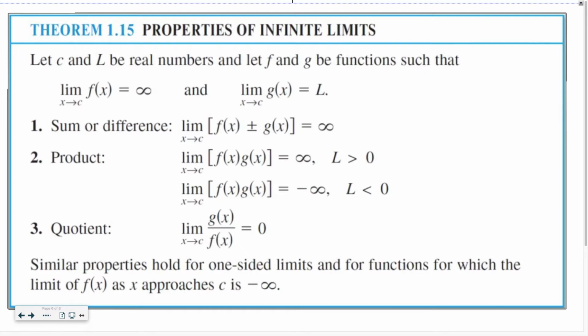Okay, and then if we take our number limit divided by our infinite limit, it goes to 0. Let's talk about that one. Our numerator stays, our denominator gets bigger and bigger and bigger. What's happening to the fraction? Smaller and smaller towards 0. Yes. What if you do f of x over g of x? Infinity.